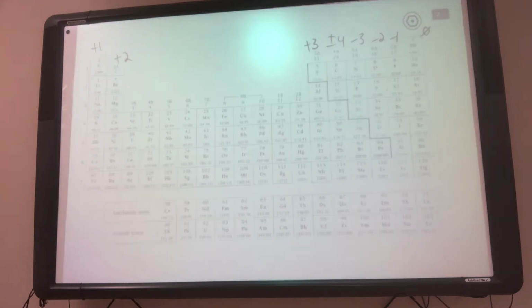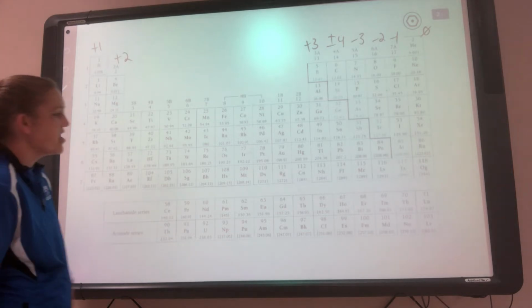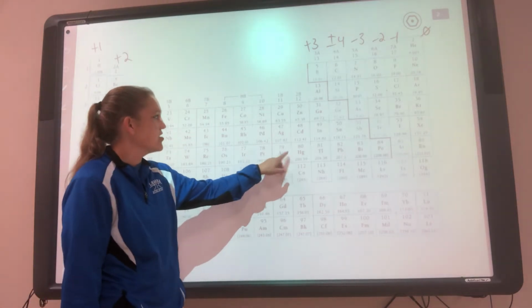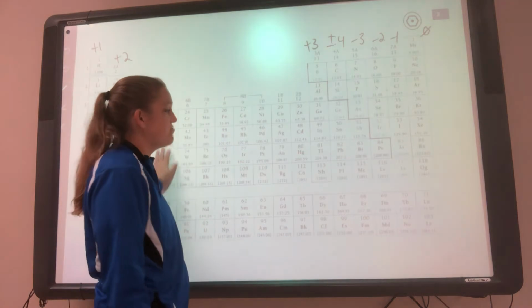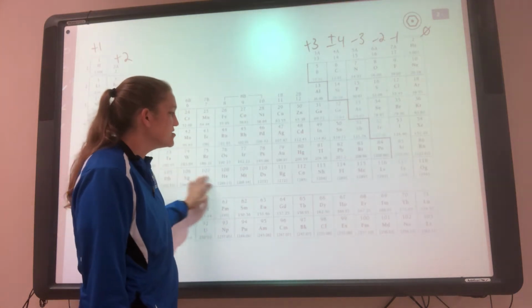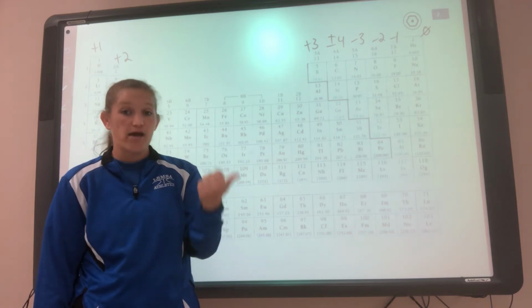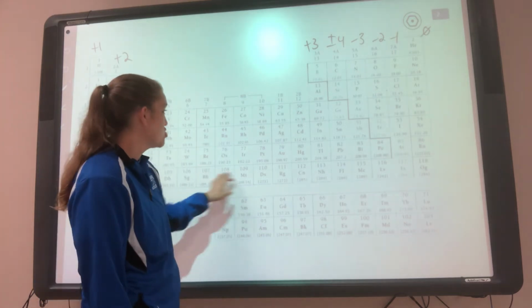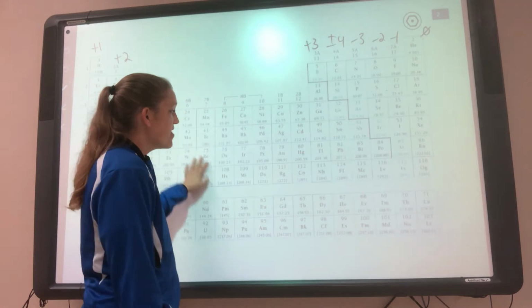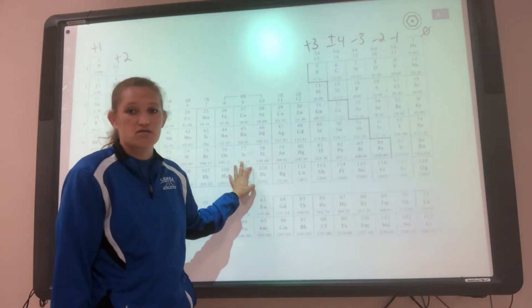Okay? So I go over here and I say Au. Where's Au? Au's right here. Okay? So he's a metal, but he's a transition metal. So he's a metal, so now I know it's an ionic compound. And since he's a transition metal, that means that he's got a variable charge.